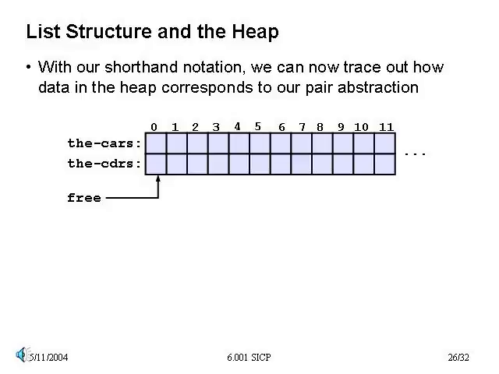Given our little shorthand notation, we can now trace out the allocation of list structure within the heap. Suppose we've got an empty list structure to start with. We've got the-cars and the-cdrs pointing to 2 vectors, and free is currently pointing to the 0 slot. Let's look at what happens if we evaluate the following little expression. Well, we know that list is basically just a sequence of cons calls.